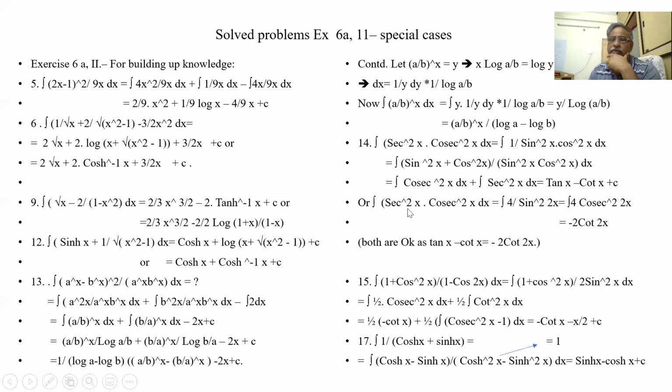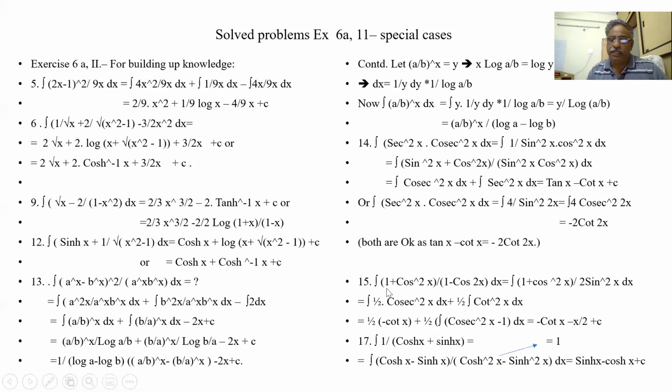Let us do it another way. Integration of secant square x cosecant square x can be written as 1 by sin square x cos square x. This is 4 by 2 sin x cos x whole square, which is sin 2x whole square, so 4 by sin square 2x. So 4 times cosecant square 2x. Integral of cosecant square 2x means minus cot 2x by 2, so minus 2 cot 2x also is okay. So two methods: one is by simplifying as per the given test, and the other is using 2 sin x cos x as sin 2x.